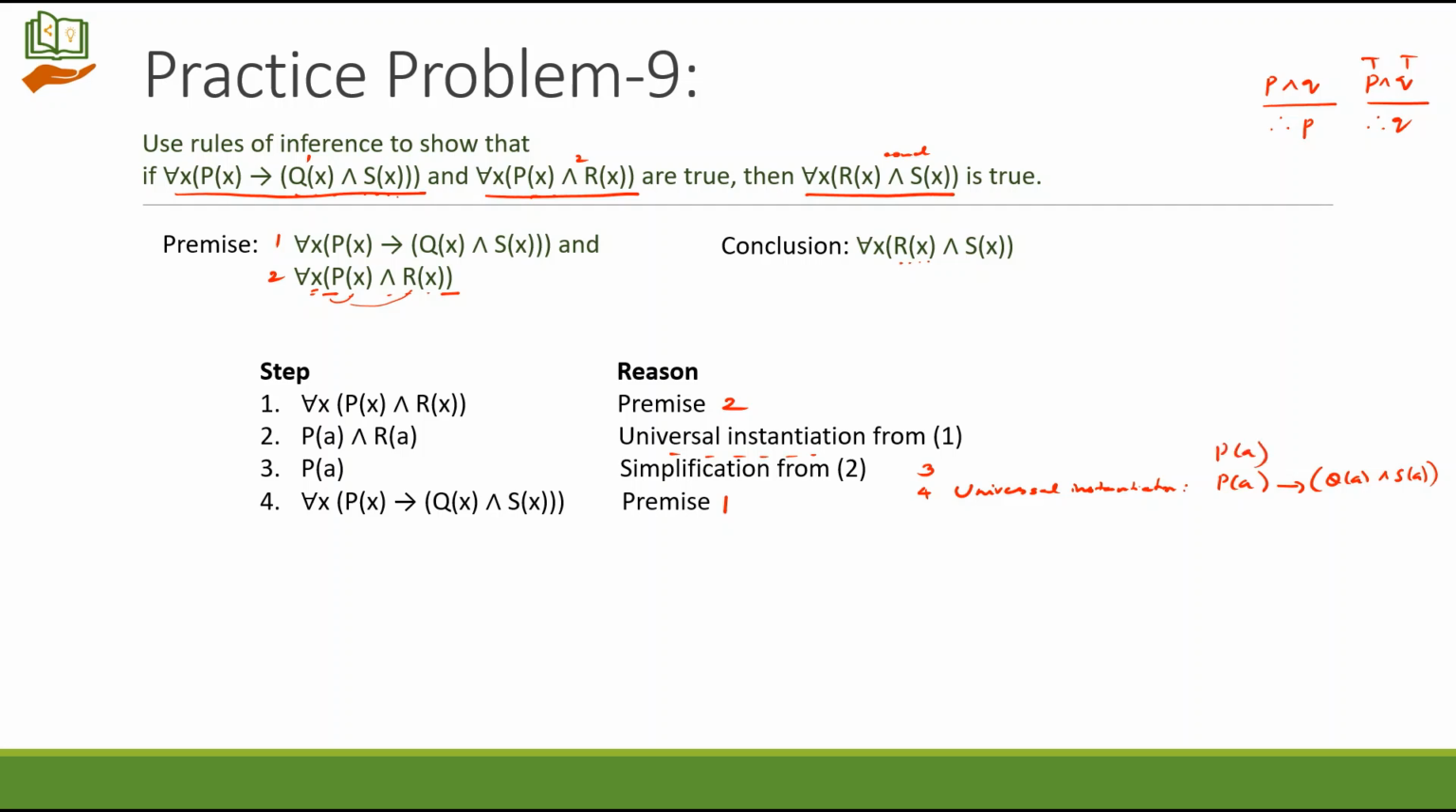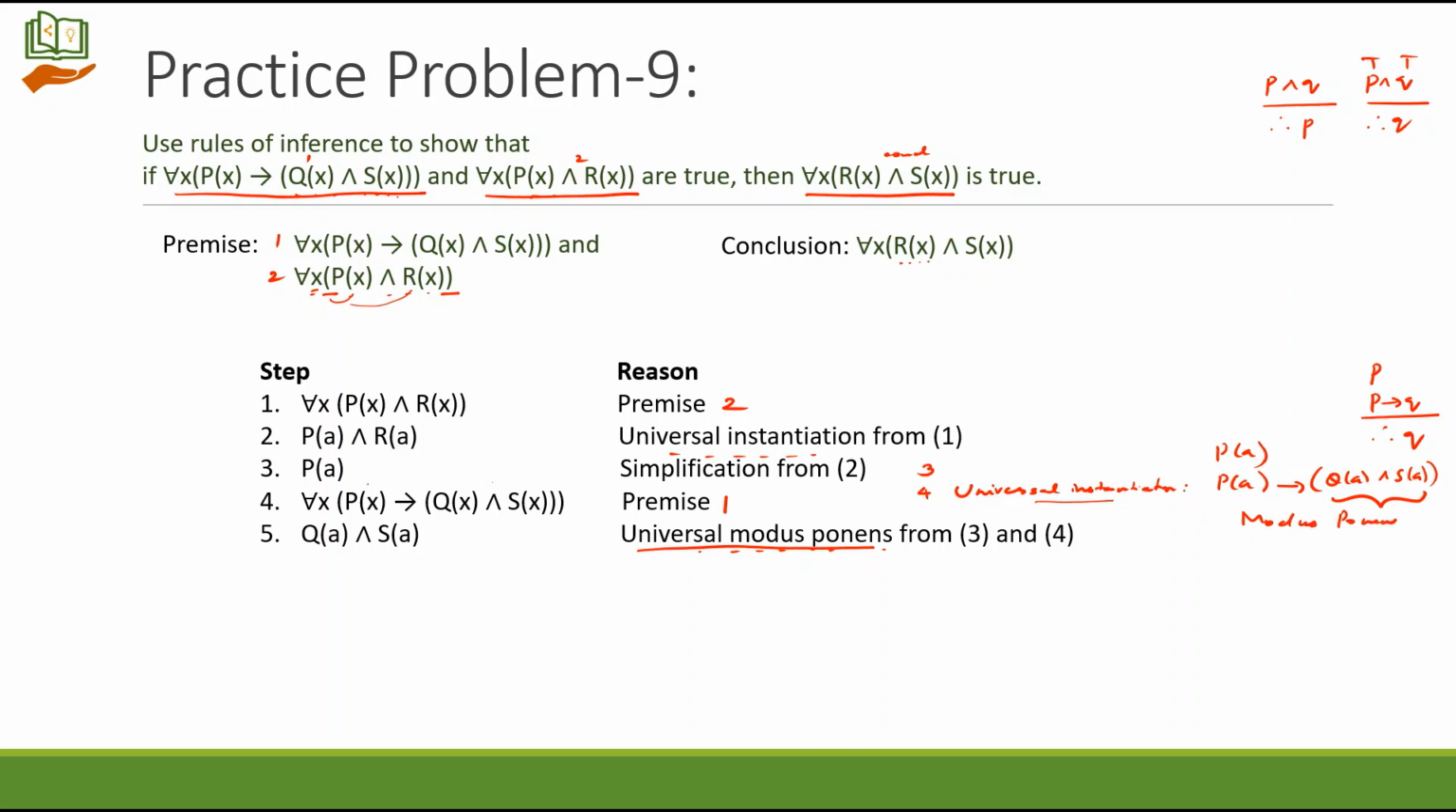So this is p of a. This is in the form of p implies q. So what is the conclusion? We have q. So what is q here? Only this particular expression is q. In the explanation part, under the title combining the rules for propositions and quantified statements, we saw this particular rule of inference. You can either take it from there, otherwise you can split this as universal instantiation and then go for modus ponens to take q of a and s of a.